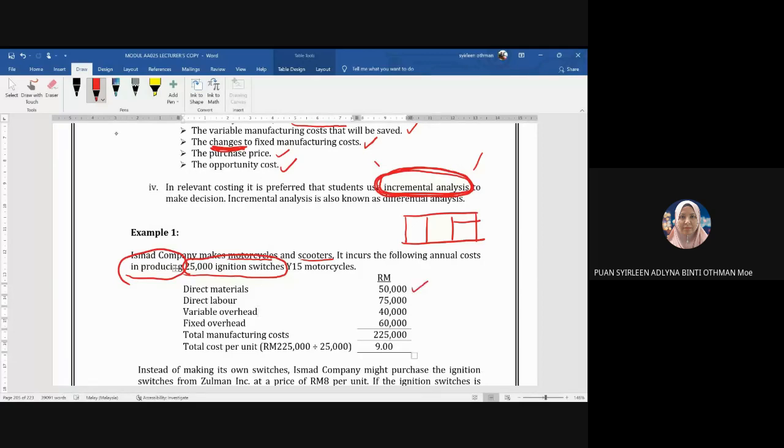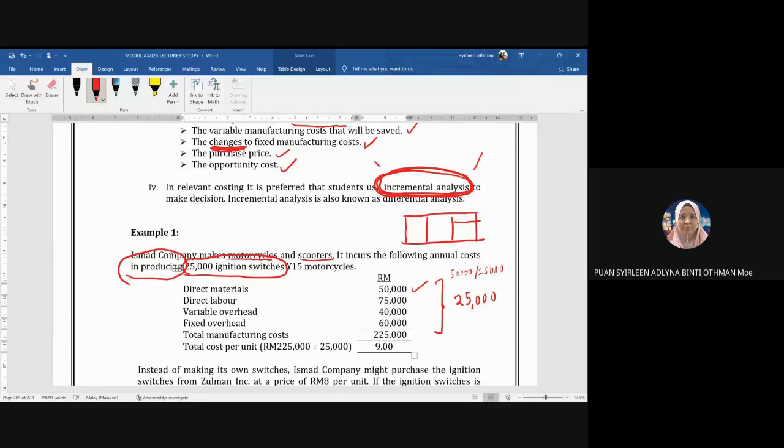So you kena faham all this cost will be bear untuk 25,000 ignition switch. Okay, so direct material dia ialah 50,000. So maksudnya direct material dia ialah 50,000 bahagi 25,000 unit. Okay, so for one item, the direct material is actually RM2. Macam itulah. Okay, kalau kita nak faham in unit. Ini dia bagi total untuk semua. Tapi you still need to understand the total for each item.